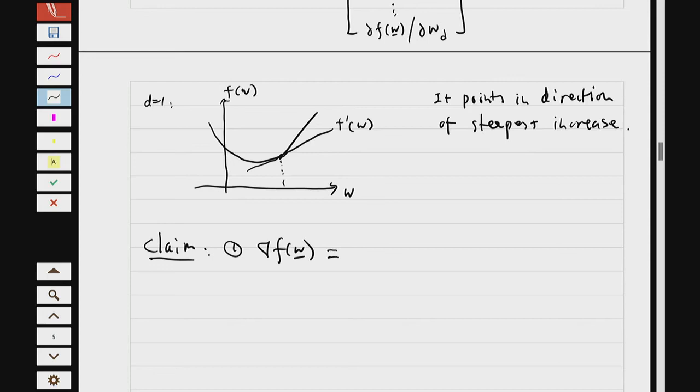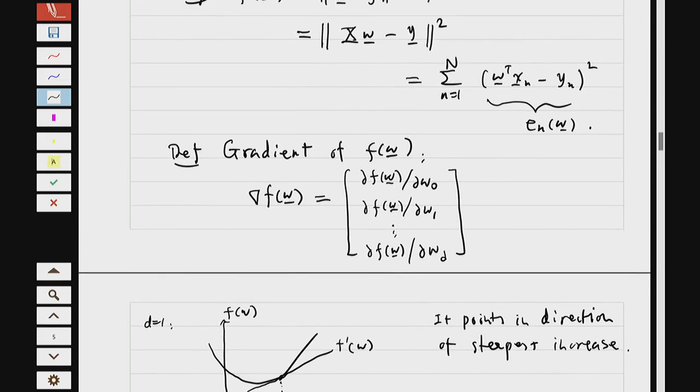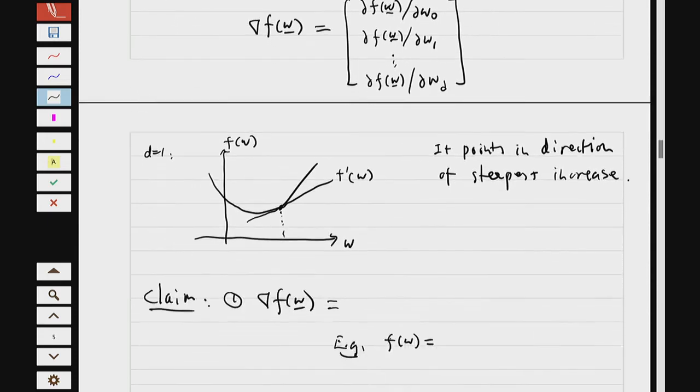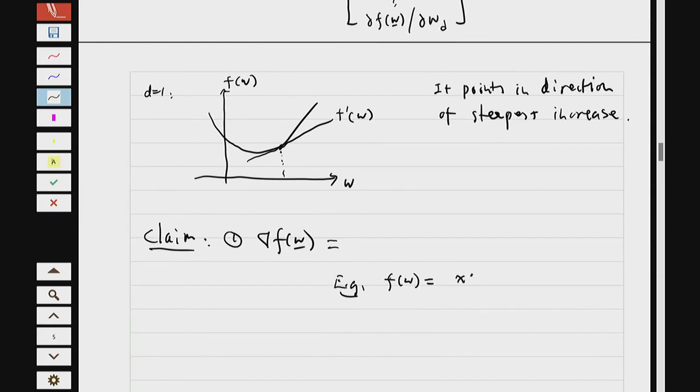Before we write this, let's look at an example of the one-dimensional case. If our f of w is one-dimensional, this is just x times w minus y, xw minus y squared. How do we take a derivative? F prime of w will use the chain rule of differentiation. First take the derivative with respect to the square, so you have 2 times xw minus y, and then you take the derivative of the inside, which gives you x. That's the derivative.